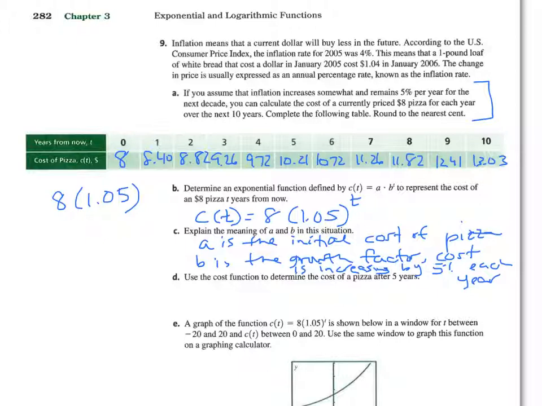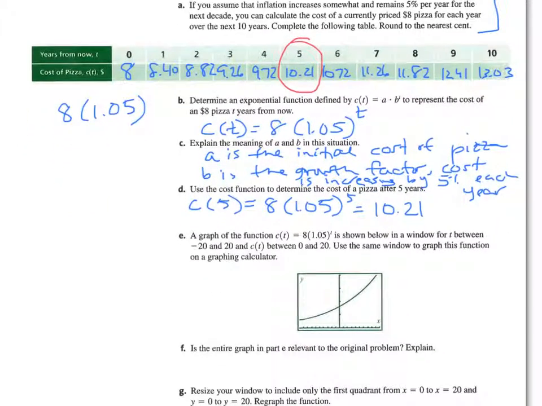So use the cost function to determine the cost of a pizza after 5 years. So if we do C of 5, at this point I can do a couple things. I could put it into my calculator. I could put y1 equals 8 times 1.05 to the t and use my table. Or I can just calculate it like this. Either one, but you kind of want to be used to doing both so you have multiple ways to check an answer. So 10 point, although we actually already had this on our table above too, right? So there's 3 ways I could have found it. I really already found C of 5.